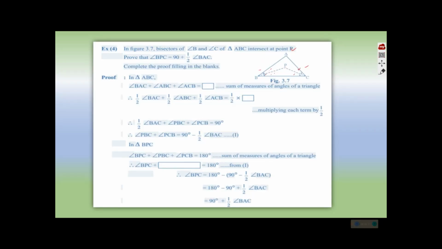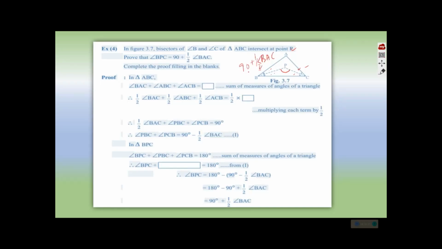मतलब B जितना है उसको divide किया PB से. AC भी कितना है उनको divide किया equally PB से. तो angle bisect का मतलब. So bisects the angle B and C and intersect at point P. इधर आके मिलता है. Prove that BPC, this angle, is equal to 90 plus half BAC.